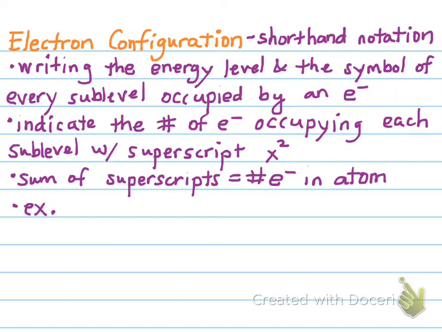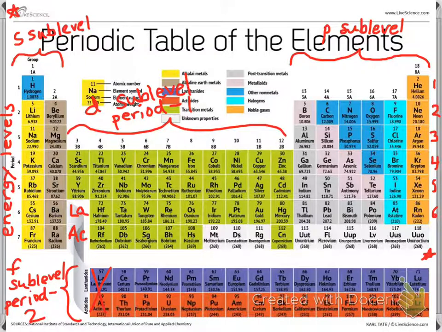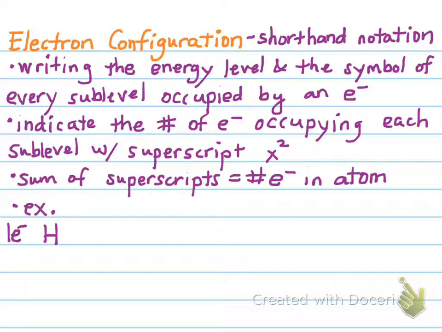So, for example, we're going to start with hydrogen, which, again, we look at hydrogen's atomic number, and hydrogen's atomic number is 1, so it has 1 electron. Our first energy level, right here, this is our first S, so that's going to be 1s, and it has 1 electron, so it's 1s1. So that is the electron configuration for hydrogen.